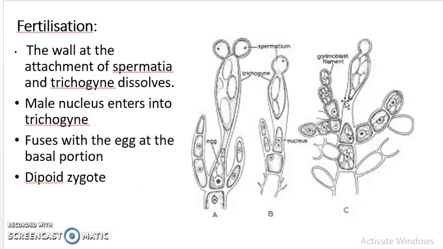During fertilization, the male spermatia swim towards the female carpogonium, and the trichogyne dissolves. The male nucleus enters the trichogyne and fuses with the egg, and that begins the diploid phase of the Polysiphonia life cycle. The first formed phase is the diploid zygote.